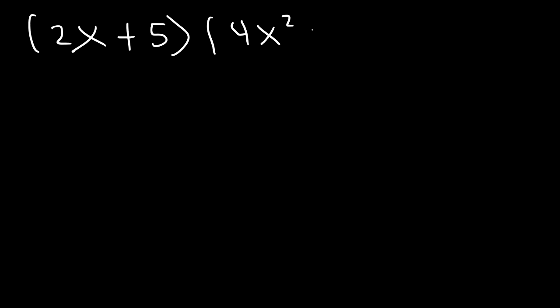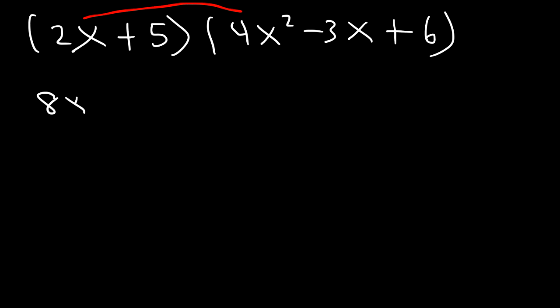Now, what about multiplying a binomial by a trinomial? Go ahead and try this problem. Now, when it gets complicated like this, I like to line things up. So let me show you. 2x times 4x squared. That's 8x cubed. So you got to add 1 plus 2, which is 3.